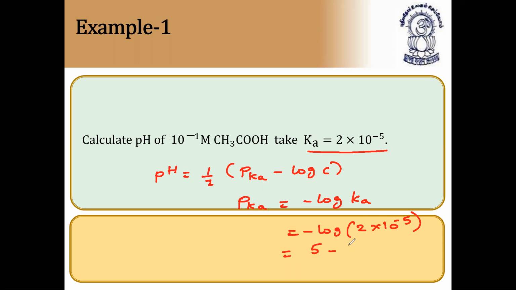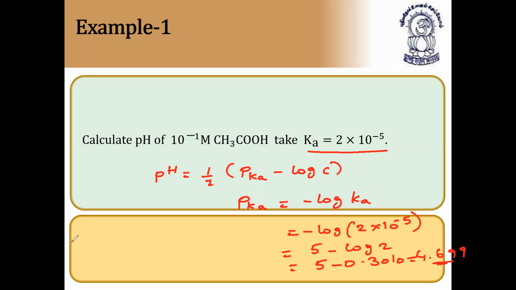5 minus log 2. That is 5 minus log 2 is equal to 5 minus 0.3010, which is equal to 4.699. This is the value of pKa.